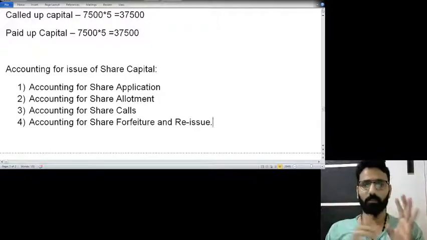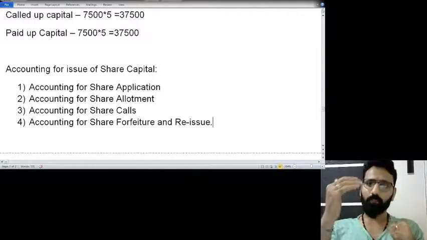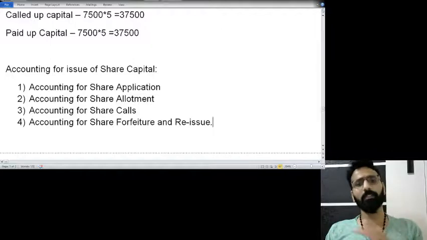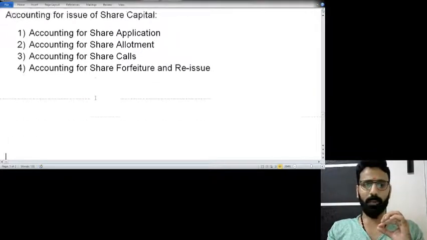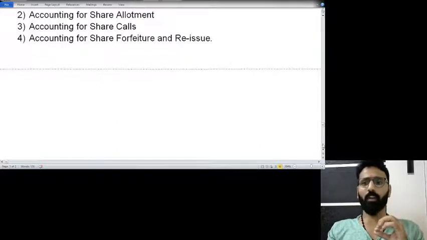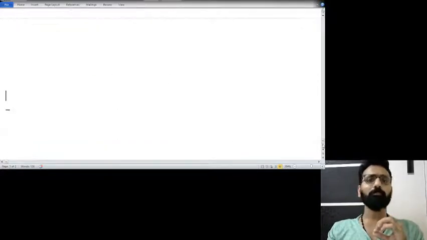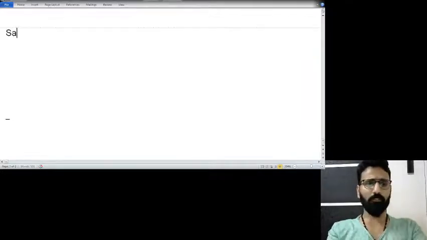So 4 stages: share application, share allotment, share call and share forfeiture. These 4 stages we will learn in detail now with small examples and accounting entries. Wherever we write an accounting entry, we match the accounting equation. So now stage 1 we will go into.